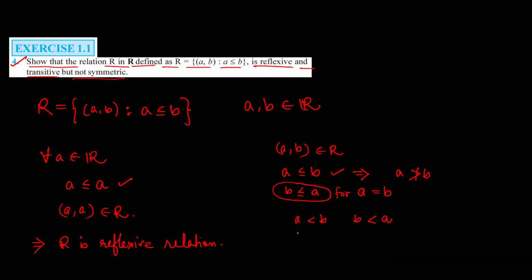Please pause the video here and watch the reasoning once again. If we take (1, 2) belongs to R, that means 1 is less than or equal to 2, and here 1 is strictly less than 2, that means 2 is not strictly less than 1, so (2, 1) is not in R. So that is why R is not symmetric. Please watch this reasoning once again, why R is not symmetric.